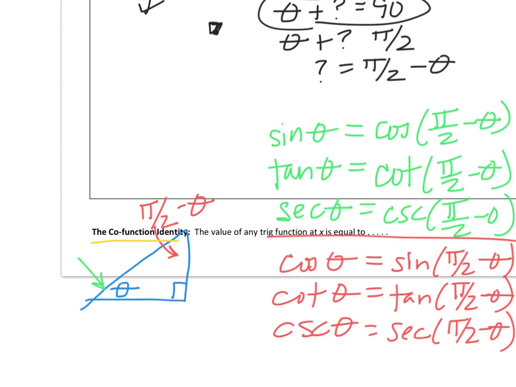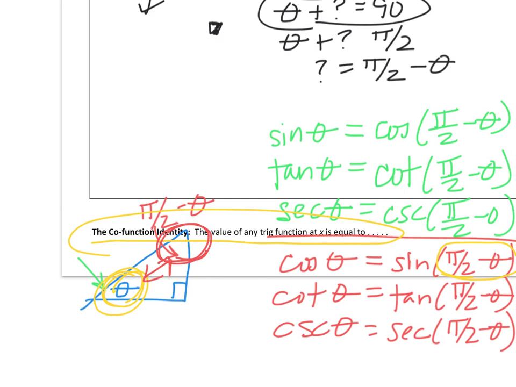So this is going to wrap up the cofunction identity: the value of any trig function at x is equal to the exact same thing when I use the cofunction at pi over 2 minus theta, or whatever I'm using to identify that angle that's in this spot. So I can do a ratio from down here, or I can do a ratio up here. I'm just going to use the cofunction for the other angle. That's what this identity is.